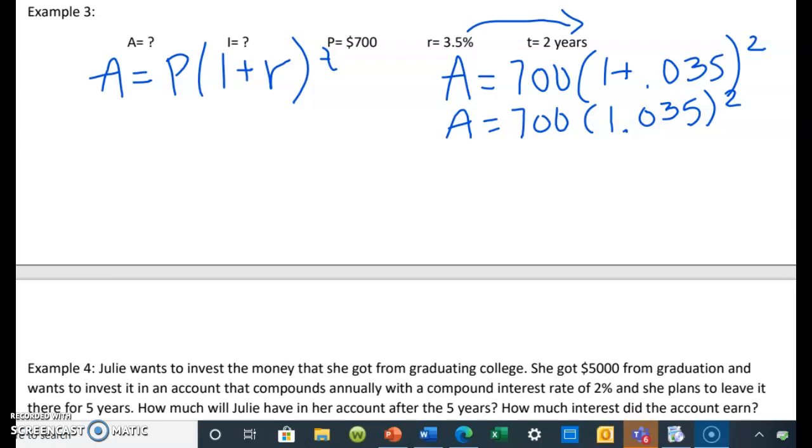Go ahead and add that to my 1. Go ahead and do parentheses. And then from there, I'm going to go to my calculator, and I'm going to do 1.035 to the second power. And I get 1.071225. Of course, you may have more or less digits. And then I'm going to just multiply that times 700.